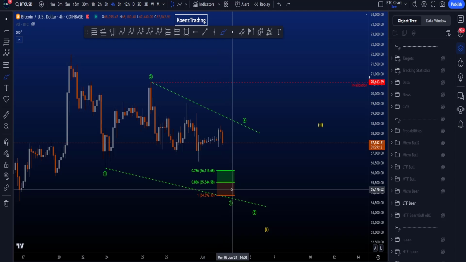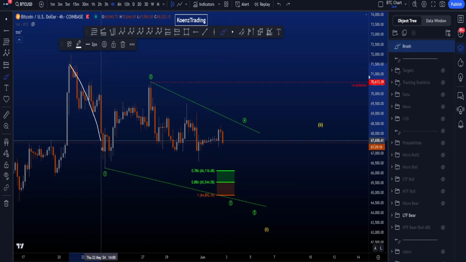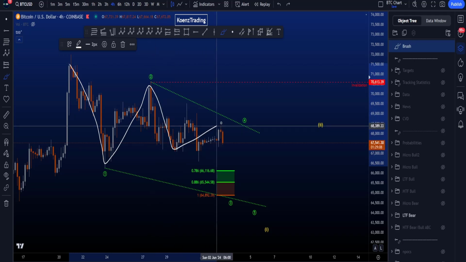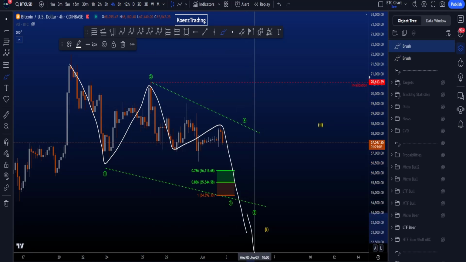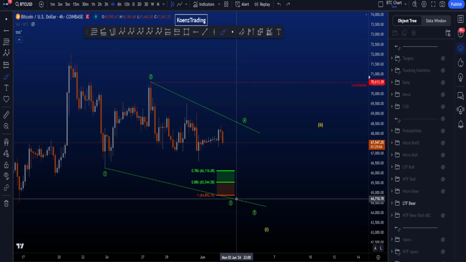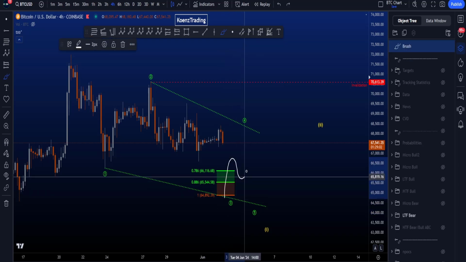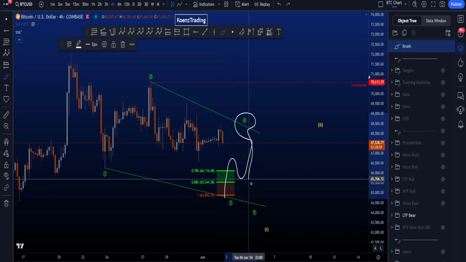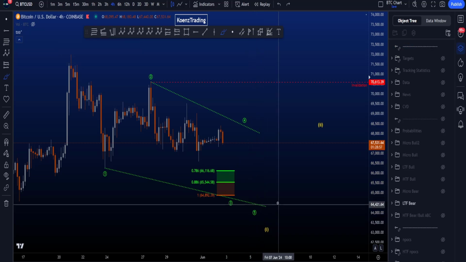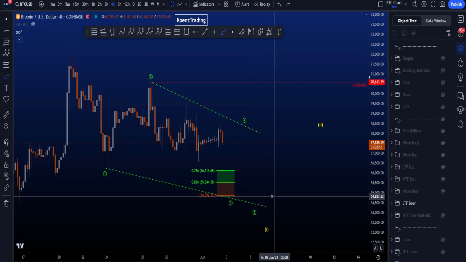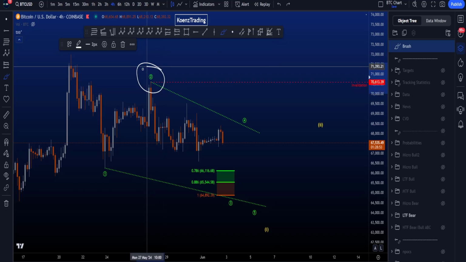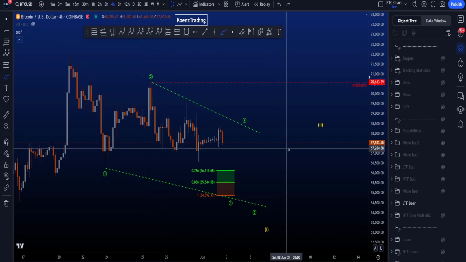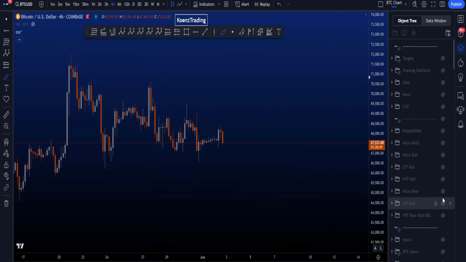If it does, then the alternative bearish scenario is a wave 1, 2, 1, 2, and a bigger wave 3 to the downside. After wave 3, we want to look for a 3-wave structure to the upside in 4, and then a final 3-wave structure to the downside in 5. The invalidation of this scenario is price moving to the upside, taking out this high at 70.6k.